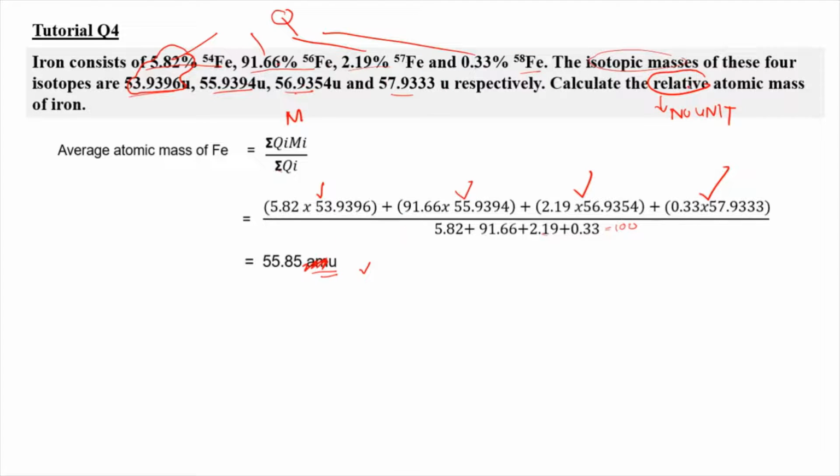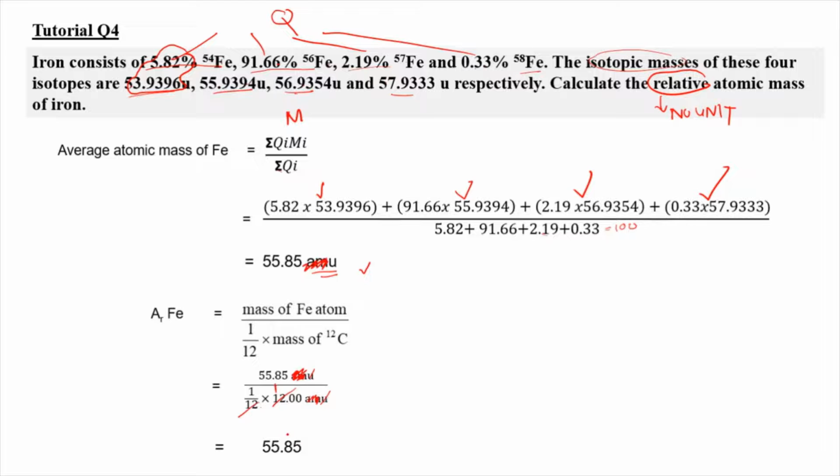Okay, and now we're going to get the relative atomic mass. So in order to get the relative atomic mass, we need to compare that with 1/12 of the carbon-12. So we have our mass of ferrum, which is 55.85 U, divided by 1/12 times 12 U, because carbon-12 is equal to 12 U. And then this is going to cancel out, become 1, and the unit can be cancelled out. So at last we're going to get 55.85. So it doesn't carry any unit.